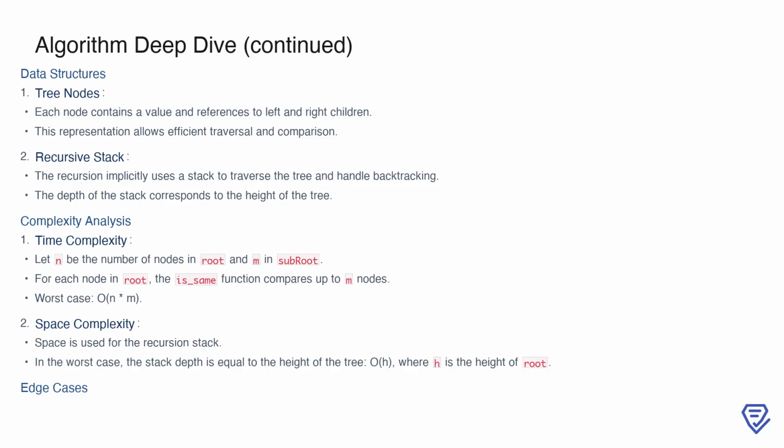Now, considering the complexity analysis, the time complexity is determined by the number of nodes in root and subroot. For each node in root, the is_same function compares up to m nodes in subroot. In the worst-case scenario, this leads to an overall time complexity of n*m, where n is the number of nodes in root and m is the number of nodes in subroot. The space complexity is dictated by the recursion stack, which, in the worst case, has a depth equal to the height of the tree. This results in a space complexity of h, where h is the height of root. These analyses give us a clear understanding of the algorithm's efficiency.